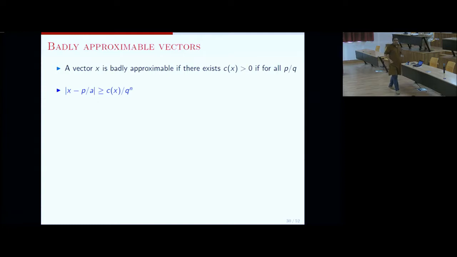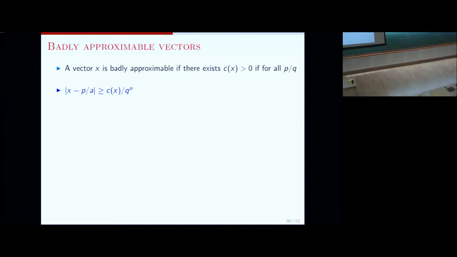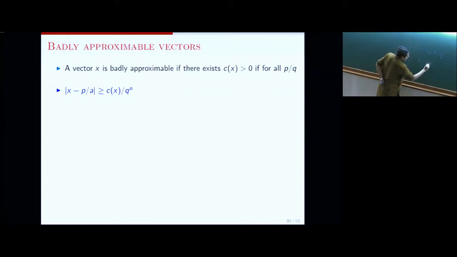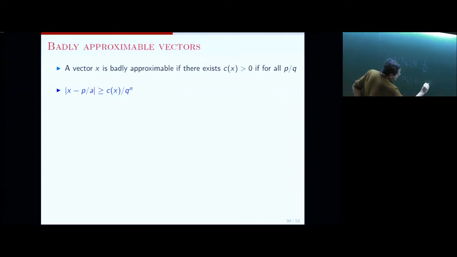More generally, it's known that a number is badly approximable if and only if the entries in the continued fraction are uniformly bounded. Actually, I meant to make it a vector because it's more interesting when the dimension is higher. So this statement is sadly just wrong. Let me correct myself: x is badly approximable if |x − p/q| is at least c(x) over q².